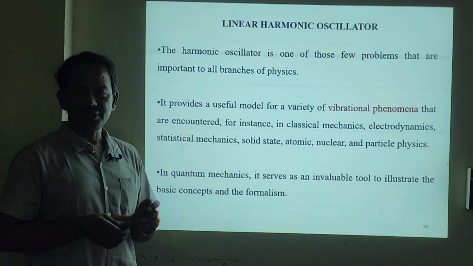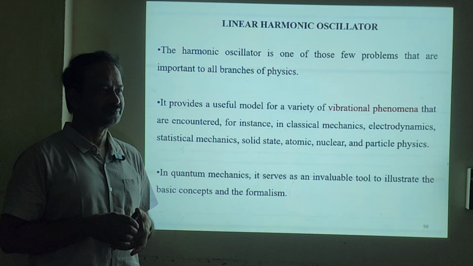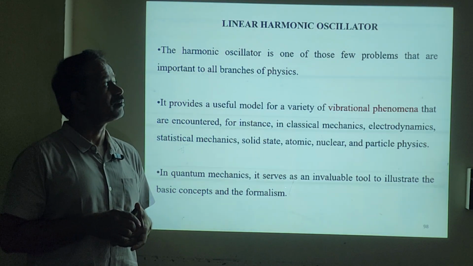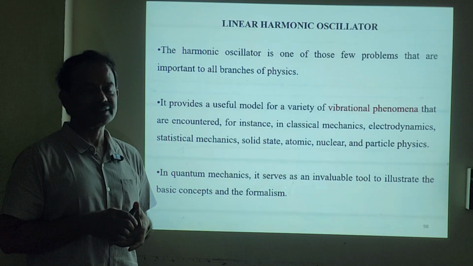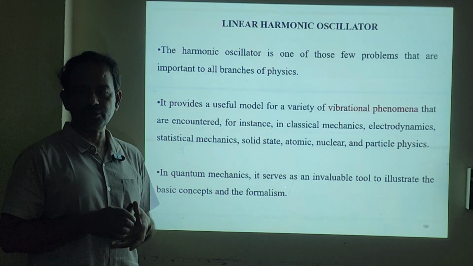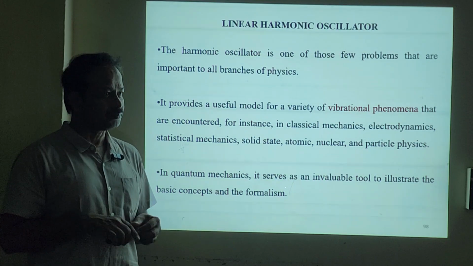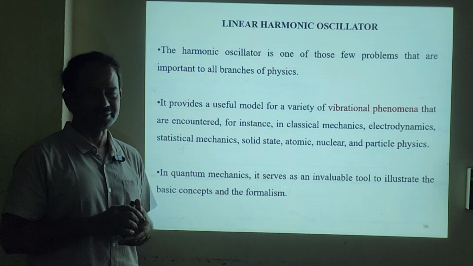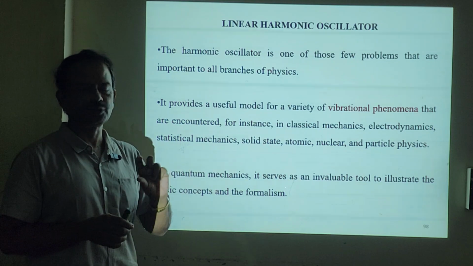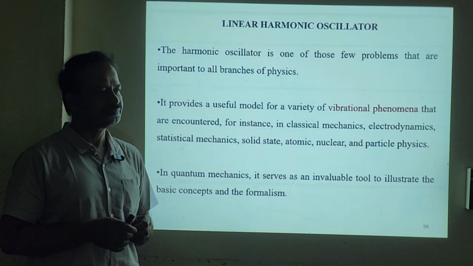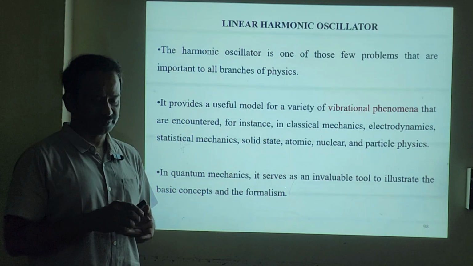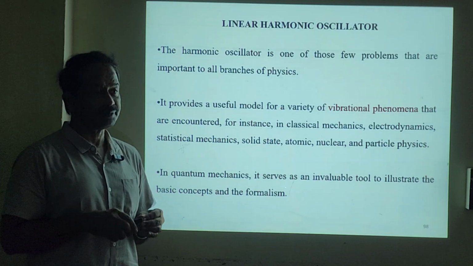But here we are talking about linear harmonic motion. So this is the linear. So here linear harmonic oscillation, it means that the particle will undergo harmonic motion in one direction. So that's why it is called linear. So it will make to and fro motion in one direction. So that's why it is called linear. So linear harmonic oscillator, as I said, it's a fundamental problem.